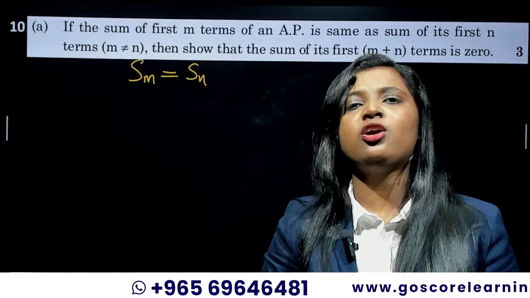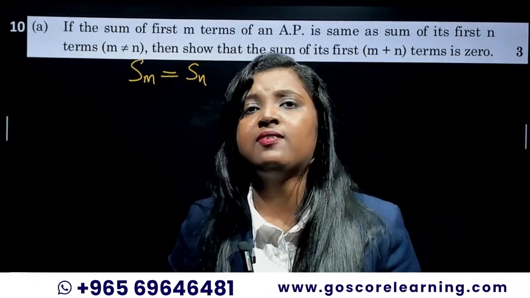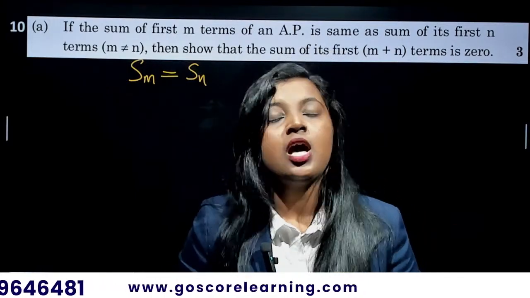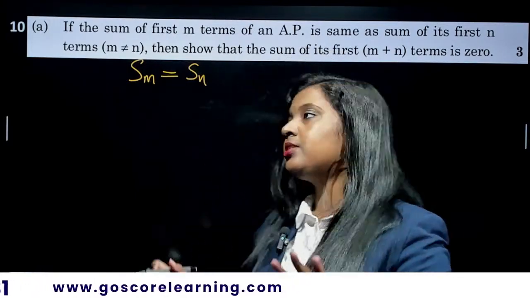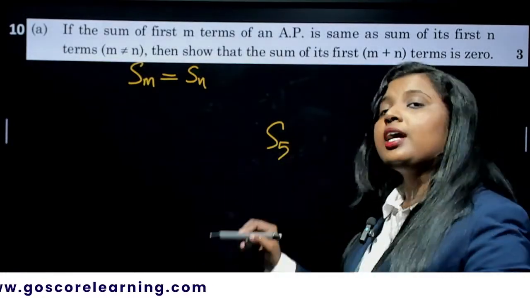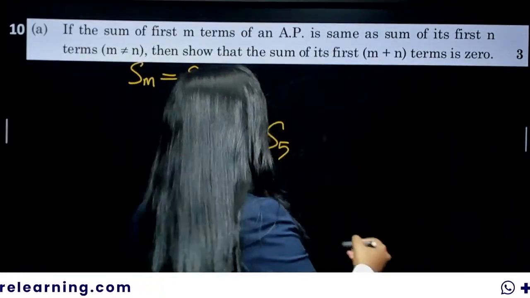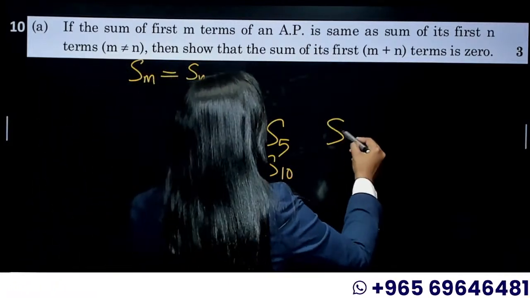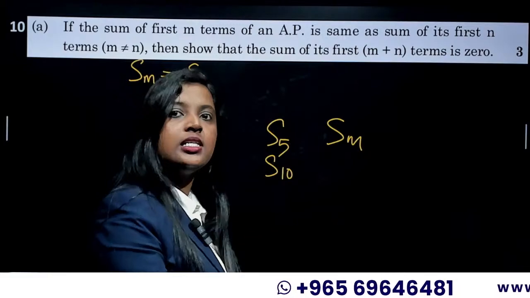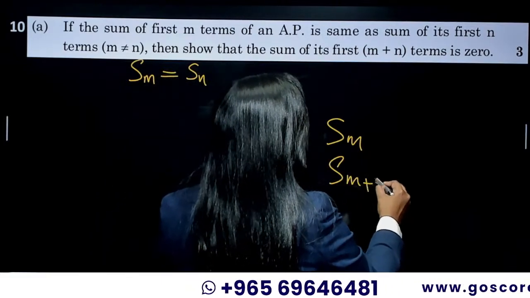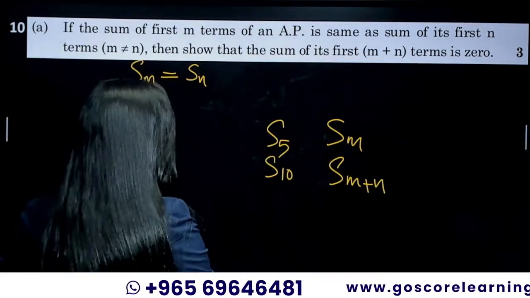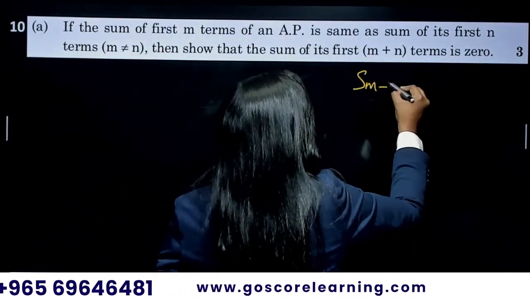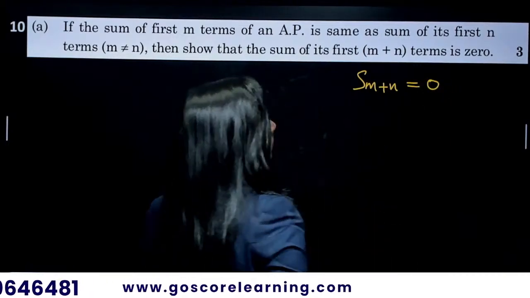Okay, so here many of you will be having confusions regarding this. How to write the sum of first m plus n terms? How will you write the sum of first 5 terms? S5. The sum of first 10 terms? S10. The sum of first m terms? Sm. So how will you write the sum of first m plus n terms? Just as S(m+n), right? So what we have to find is S(m+n), and we need to prove that it is equal to 0.